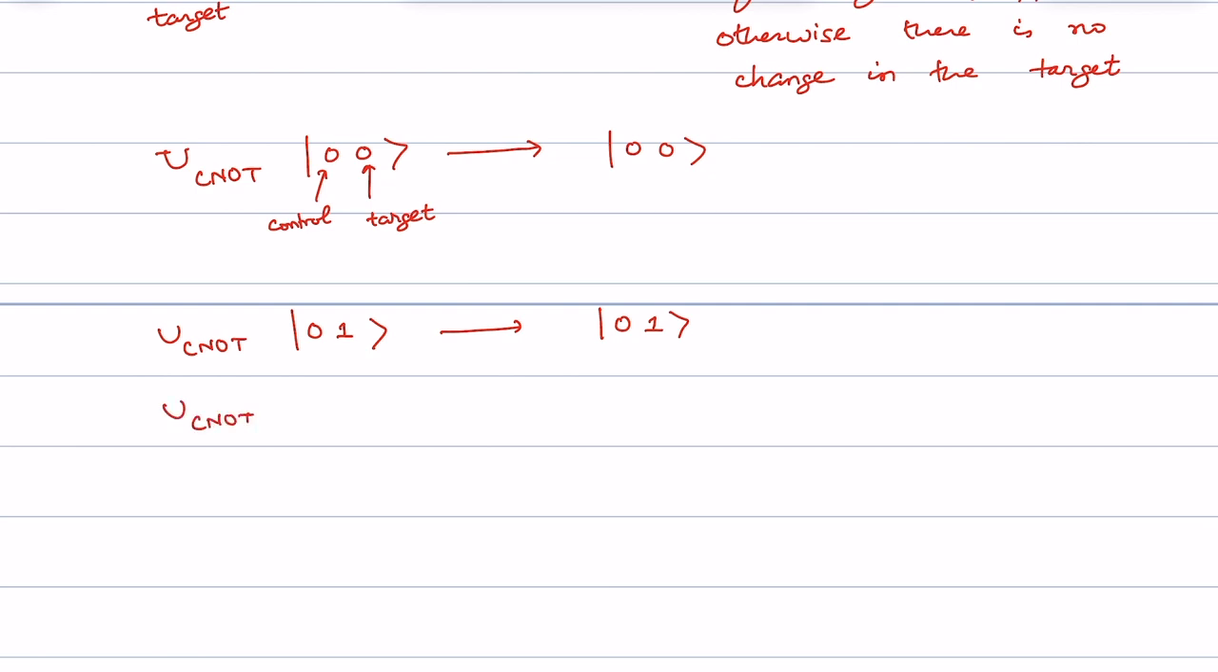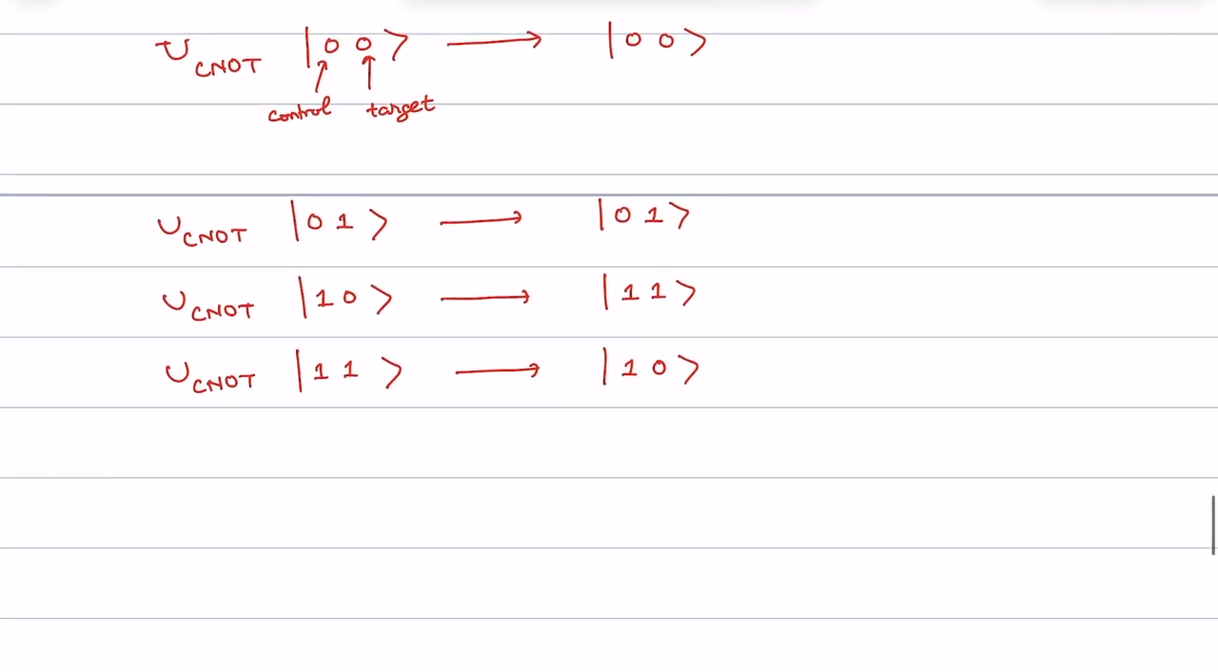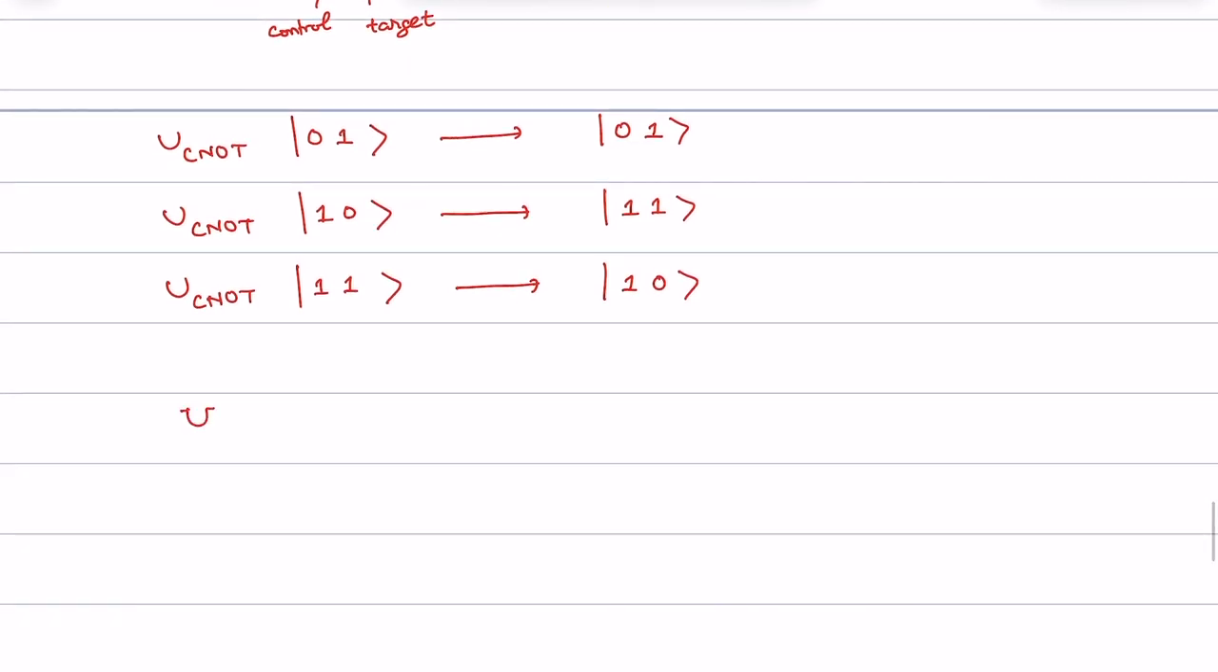And if now the control qubit is 1 and target is 0, then the target qubit gets flipped and 0 would become 1. On the other hand, if your control qubit is 1 and the target is 1, the target qubit gets flipped at the output, and the output you are going to get is 1 0. So this is the operation of a CNOT gate, and the matrix representation of the CNOT gate can be easily worked out. And if you worked out the matrix representation, it will look like this.